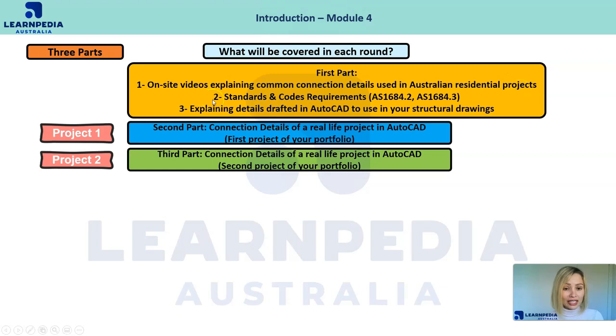The second part of the first part, standards and codes requirements, going through AS 1684.2 and AS 1684.3, and checking out the connection details provided by the Australian standards and codes, so we can have a look and see what other connection details the codes have to offer, and make sure at the same time that the connection details that we are using comply with the standards and codes as well.